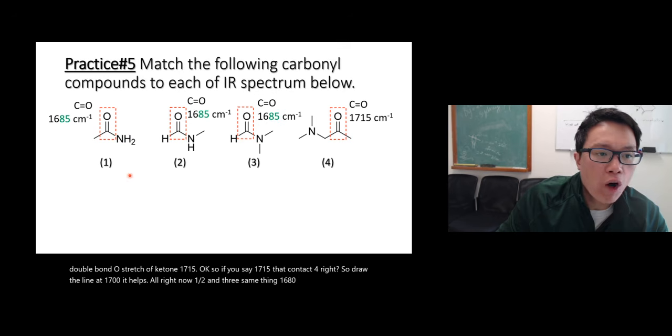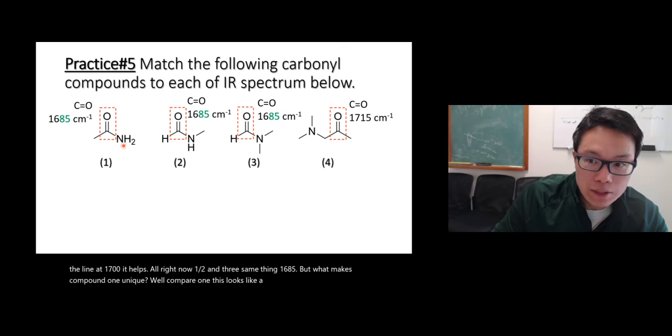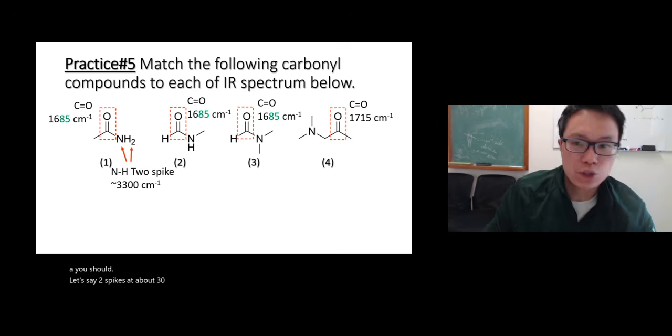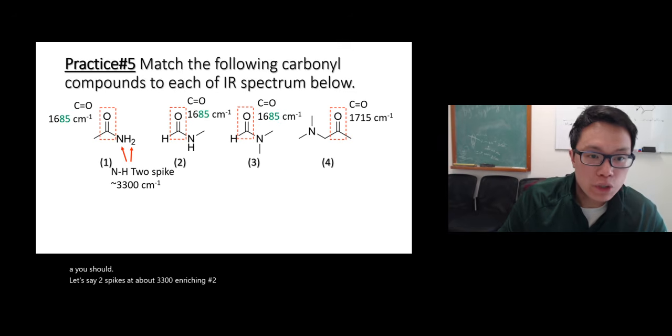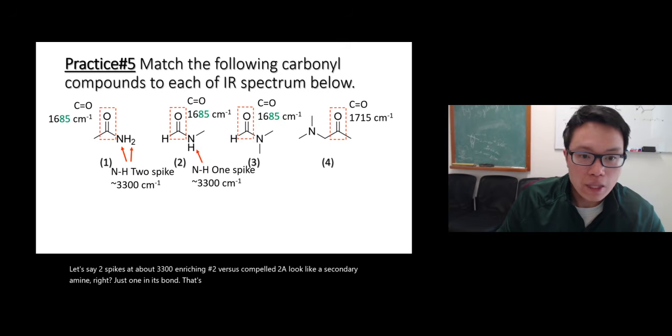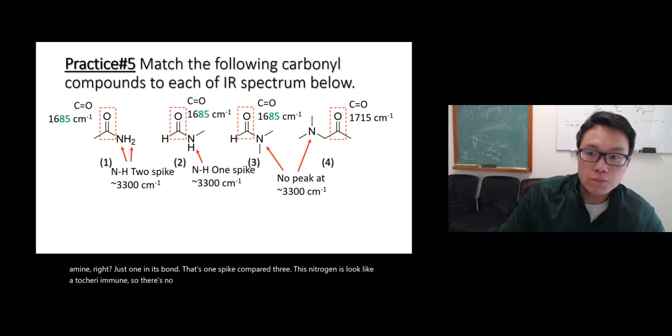But what makes compound 1 unique? Well, compound 1 looks like a primary amine, see that? So you should see two spikes at about 3300 in region number 2. Versus compound 2 looks like a secondary amine, right? Just one NH bond. That's one spike. Compound 3, this nitrogen looks like a tertiary amine, so there's no spike. And compound 4 as well.